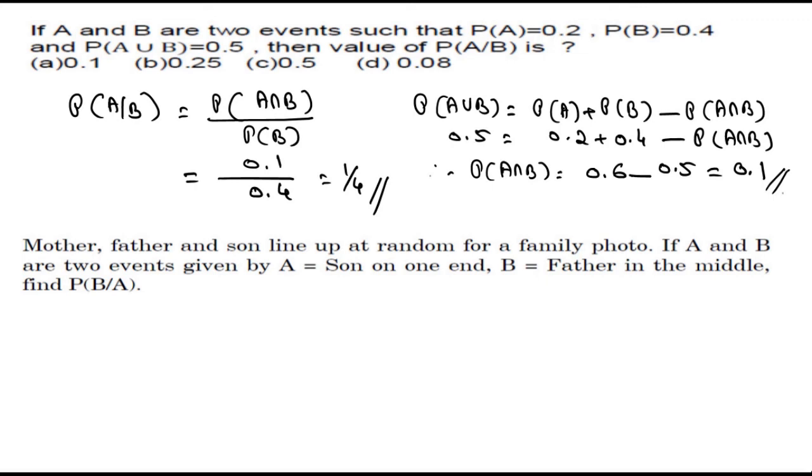Next question. Mother, father and son line up at random for a family photo. If A and B are two events, A is son on one end. Son on one end, this can be left side or right side. B is father in the middle.